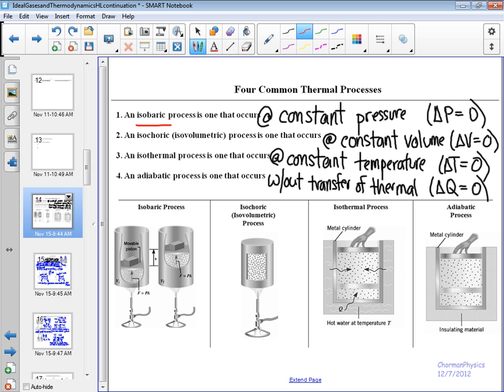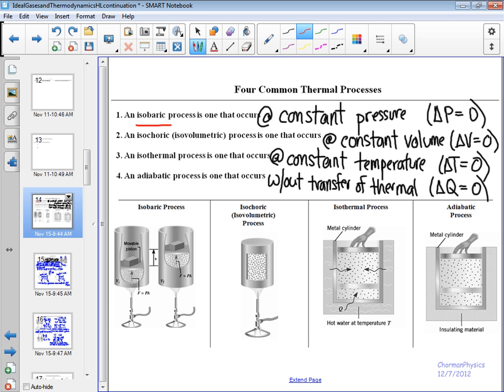An isochoric or isovolumetric process is one in which the change in volume is 0. Isothermal, one where the change in temperature is 0, and adiabatic is one where there's no transfer of thermal energy. So isothermal is easy to remember for the change in temperature being equal to 0. Isochoric is a little bit more difficult to remember, just kind of straight memorization for that one.